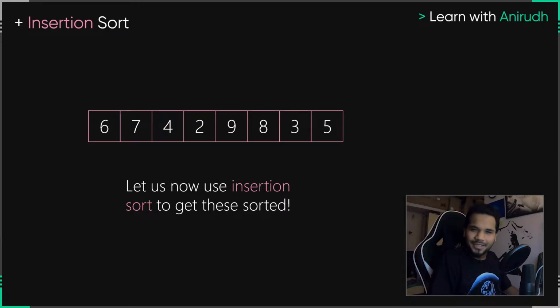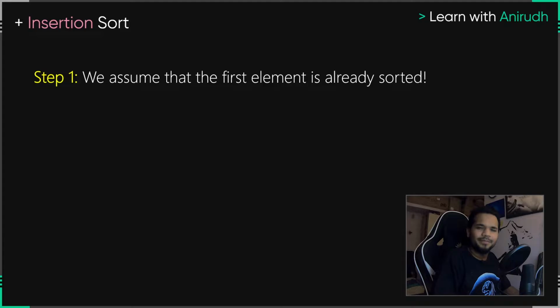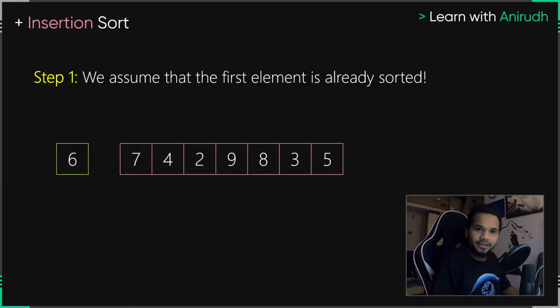Insertion sort is super simple. I don't know why people find this to be super complicated. Let me simplify it to the most simplest of the simplest terms for you guys, as we do with all the episodes here at Learn with Anirudh. Now, step 1 of insertion sort is a weird one. Step 1 says, hey, no matter what element you have in your unordered array, just assume that the first element is already sorted. Now, isn't that a very weird way of approaching this?